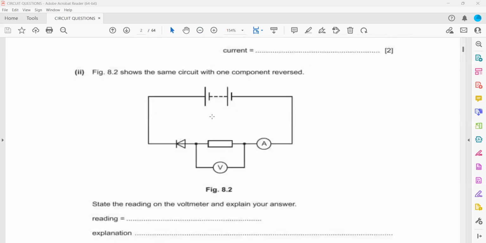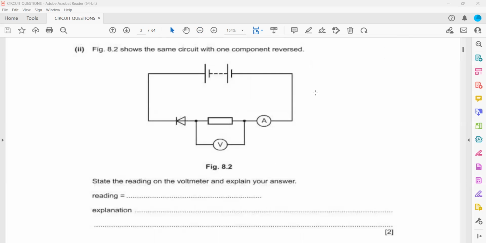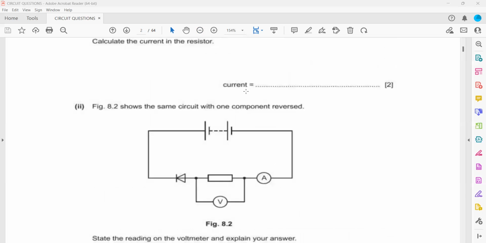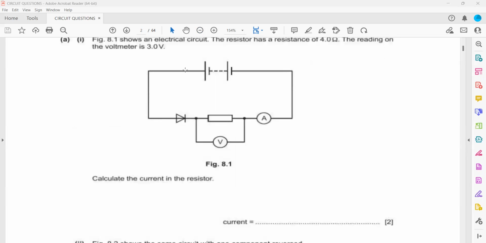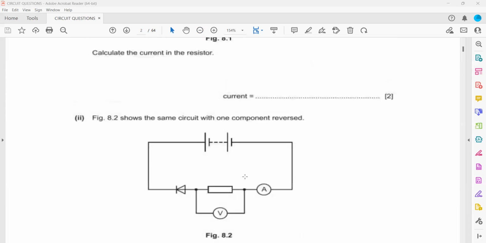Figure 8.2 shows the same circuit with one component reversed, like we changed the component. As you can see, what is this component? This is a diode. So when the current entered from the correct side, the diode was allowing that current to pass and it was working. But if we change the diode's position, then it does not allow the current to flow. As it blocked the current, what will be the reading on the ammeter? The ammeter will show 0 reading.